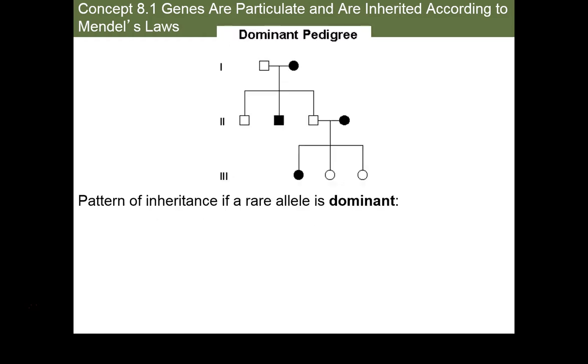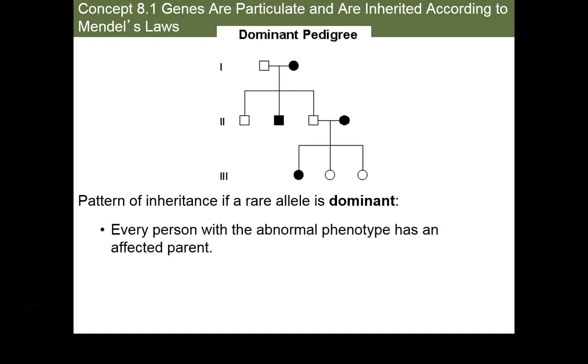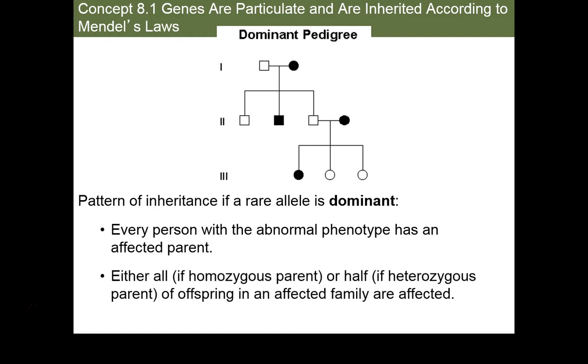The above pedigree shows a pattern of inheritance if a rare allele is dominant. Circles represent females, while squares represent males. Dark color shows that the allele is being expressed. This pedigree shows that every person with the abnormal phenotype has an affected parent.